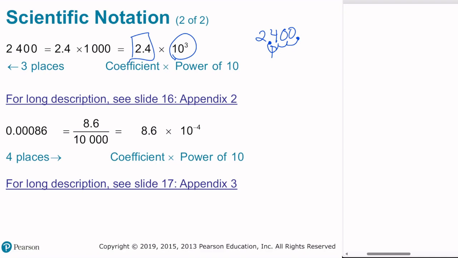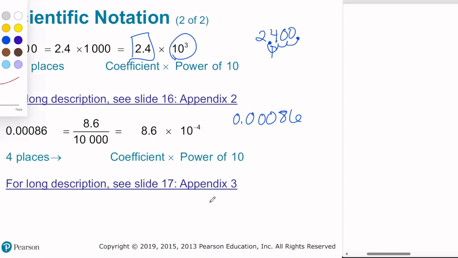Next, let's express a decimal number in scientific notation. For example, here we have 0.00086. This is a very small number, so we can use scientific notation to express it in a more tangible way and to keep our large number of digits down to a minimum.